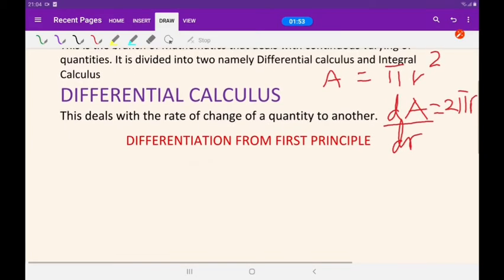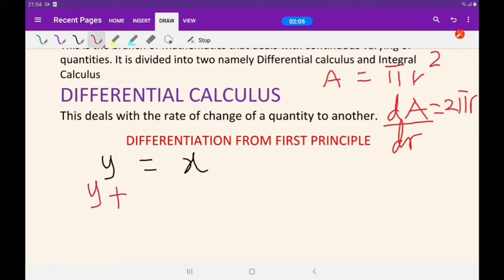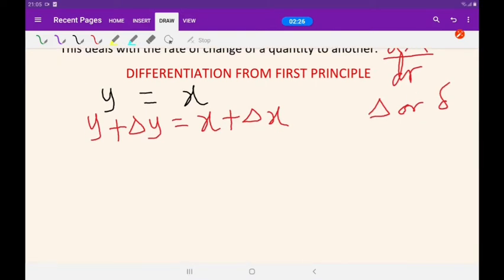And the first principle says that whenever there is a small change in x, it will automatically lead to a small change in y. So a small change could also be denoted delta or sigma. So we're going to be looking at a question or two to illustrate that more. Let's look at this question.